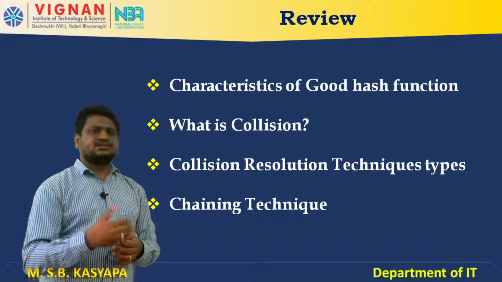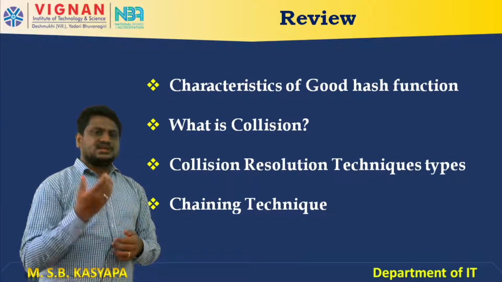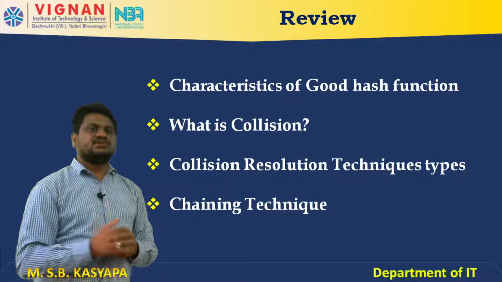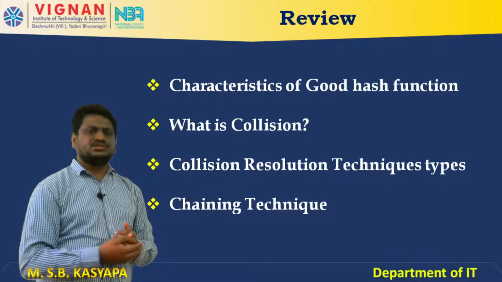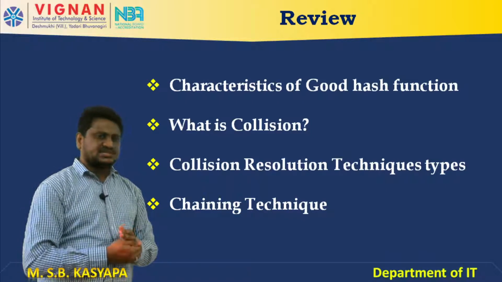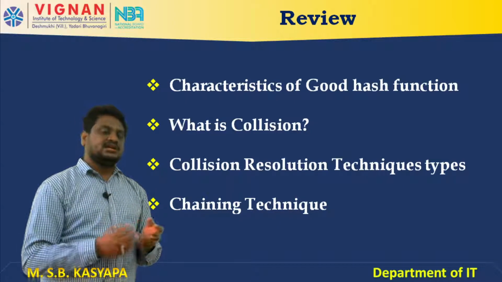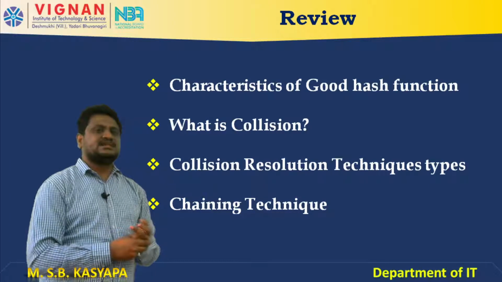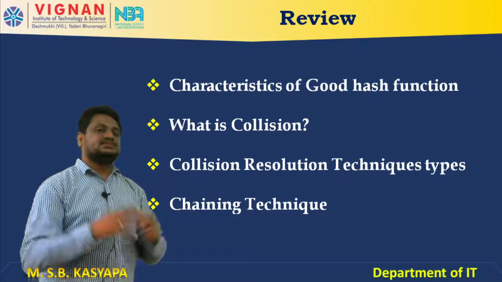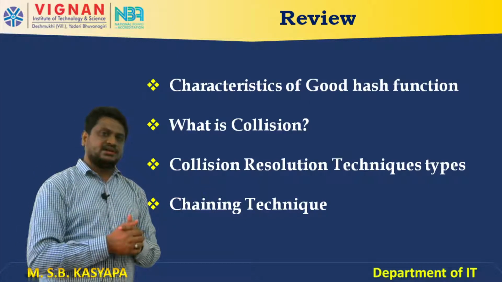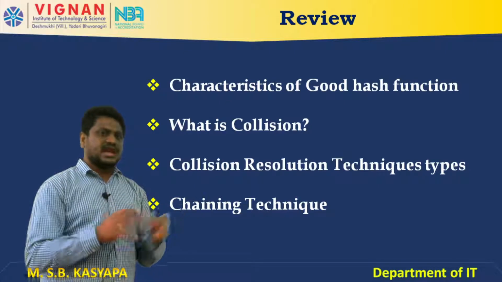So, that is about chaining. Okay, let us conclude this session. In this session we discussed collisions and good hash functions: what is a hash function and what is a good hash function. A good hash function is simple to compute, has fewer collisions, and should distribute the keys uniformly, am I right? So, that is a good hash function.